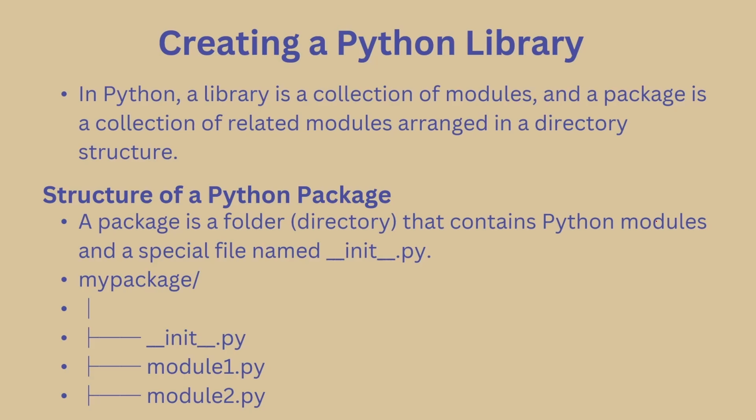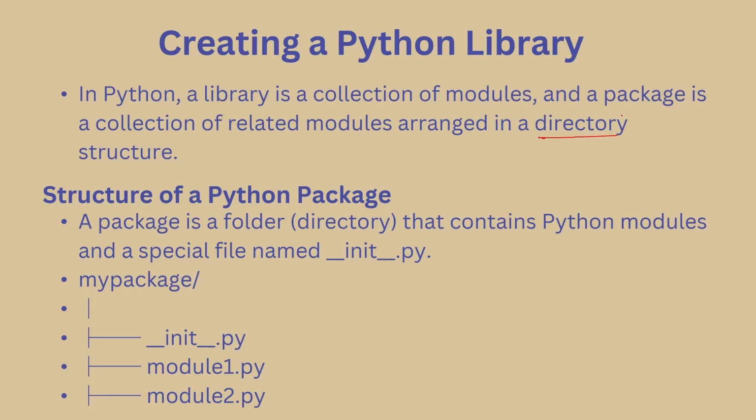Okay, so the next topic is creating a Python library. In Python, a library is a collection of modules, and a package is a collection of related modules arranged in a directory structure. Like we have already studied, a library is a collection of modules. A module is a .py file, a Python file, which has Python code. So a library is a collection of modules. And what is a package? A package is a collection of related modules arranged in a directory structure.